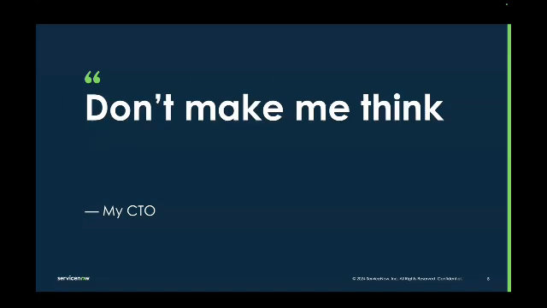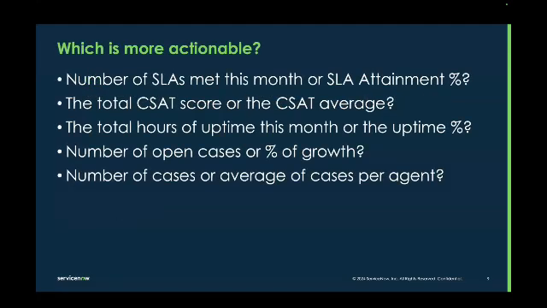So as we think about formulas and don't make me think, we want to talk about what's more actionable. What do I see? Do I want to look at the number of SLAs I met this month, 372, or my SLA attainment? How many did I meet outside of that?